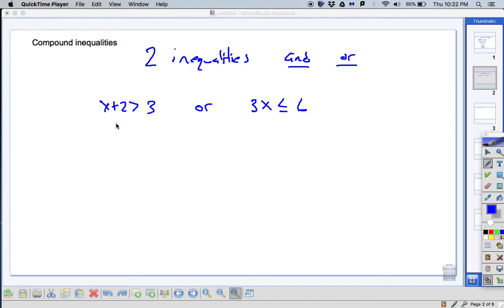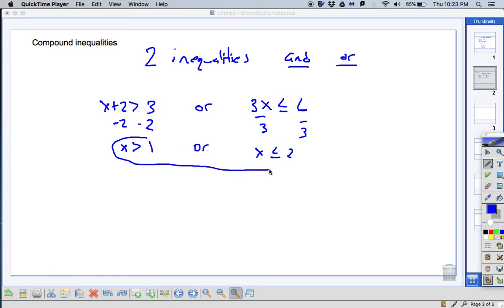So we solve the one on the left. We're going to subtract 2 from both sides. You get x is greater than 1. Or, and on the right, you can divide both sides by 3. X is less than or equal to 2. And that's your answer. The answer will have the word or still in it, and you'll have two solutions.